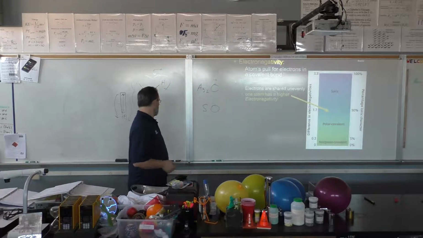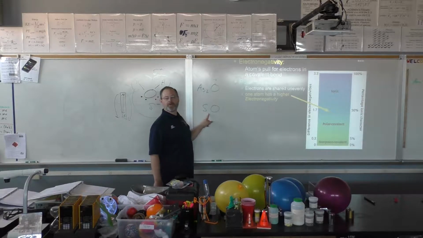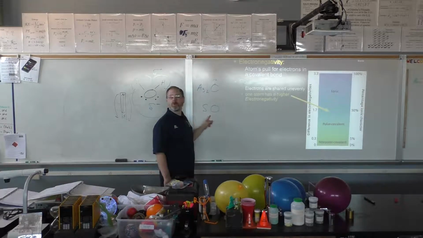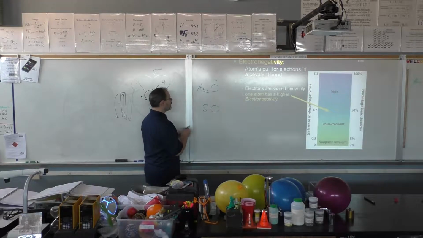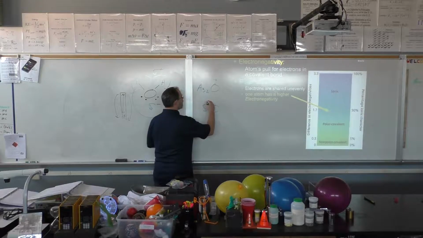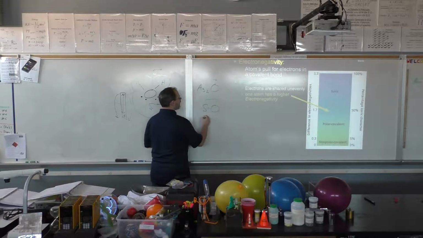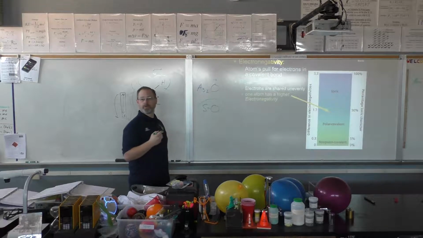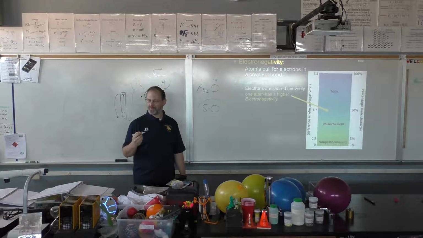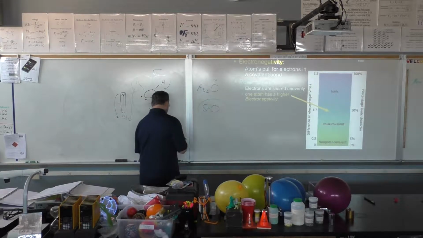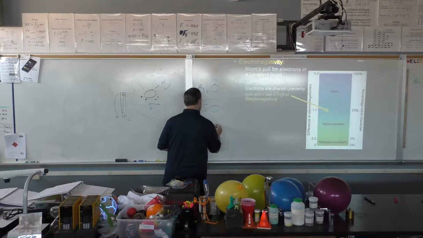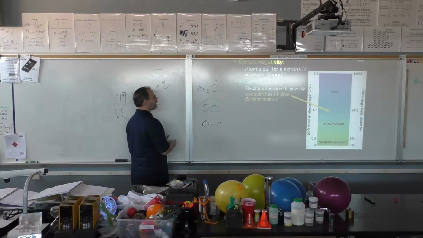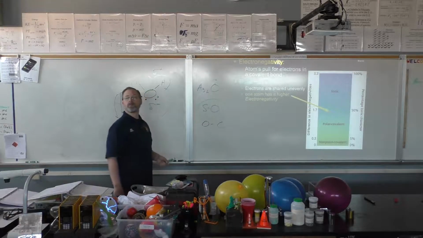So, look at sulfur and oxygen. Which one's more electronegative? Oxygen. So the bond is going to spend more time around oxygen than it is around sulfur. Does that make sense? Okay. Similarly, here's another one. So oxygen and carbon. Which one's more electronegative, oxygen or carbon?